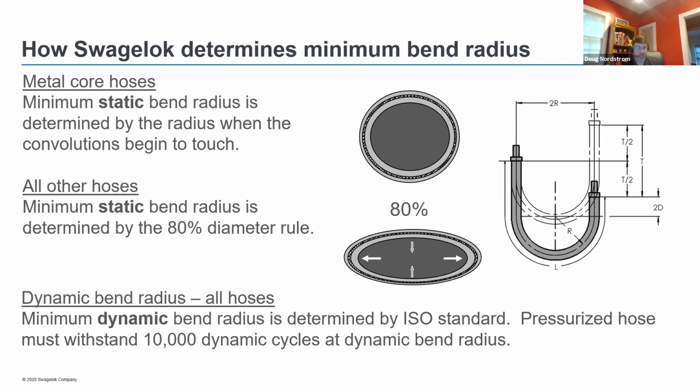So it's always important to understand how minimum bend radii are determined. With dynamic hoses, it's a little different. There is an industry standard. And the way that is done is in the picture you see on the right. The hose moves up and down a certain distance as called out in the standard, and it's under full pressure, and it needs to pass 10,000 dynamic cycles. If it passes 10,000, we can reduce the radius and retest. And as soon as it doesn't pass 10,000 cycles, we know we passed the minimum bend radius dynamically.